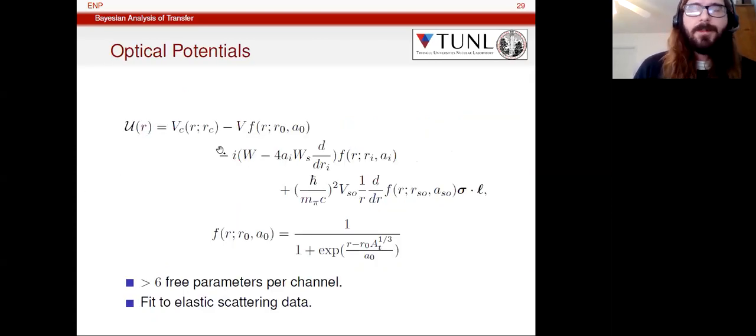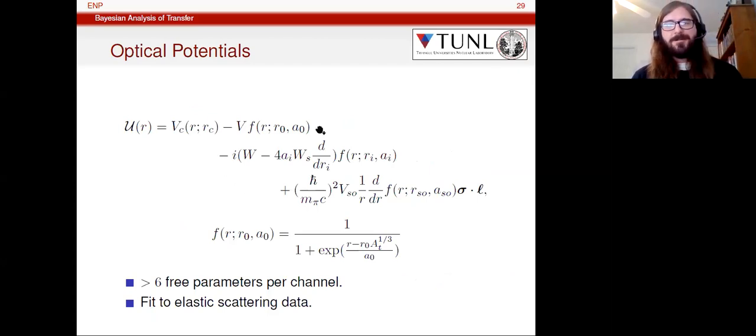And just to kind of drive home why this is an issue, I've brought up this kind of mess of equations right here. And this is meant to be a mess because it's meant to show kind of the mess that we're in, which is that in order to describe these elastic scattering cross-sections, you are using phenomenological potentials with fit parameters that are meant to reproduce these cross-sections.